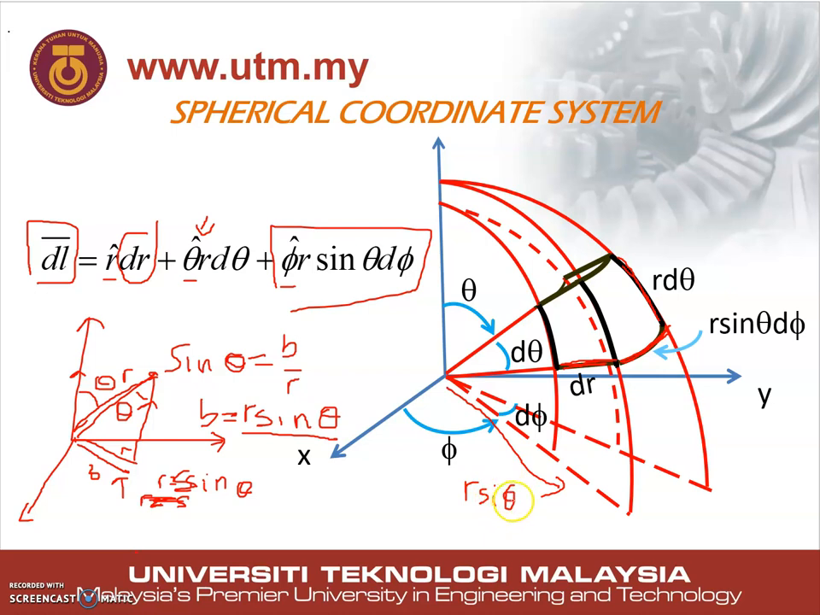Now we already have the length in this dimension and in this direction, but we want to take into consideration the differential in phi. So for this dimension, we multiply by d phi. That's why for this dimension, we have r sine theta d phi, which is this part.